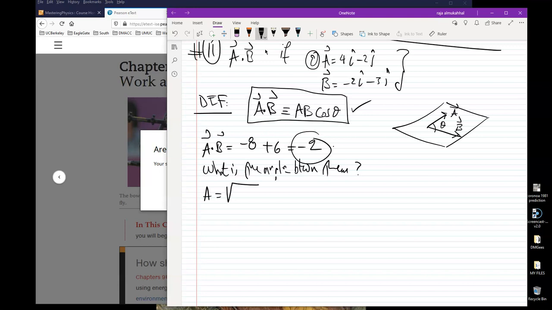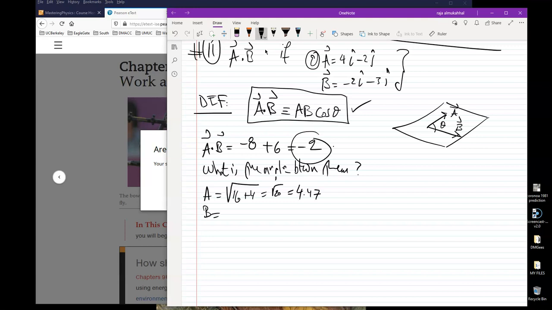But anyway, okay, so what am I doing? I want to find the scalar value of A. That's going to be 16 plus 4, so just the square root of 20. I'm going to use my calculator. So that's the square root of 20, and so 4.47.